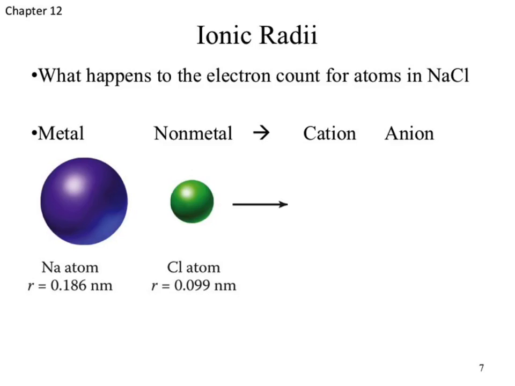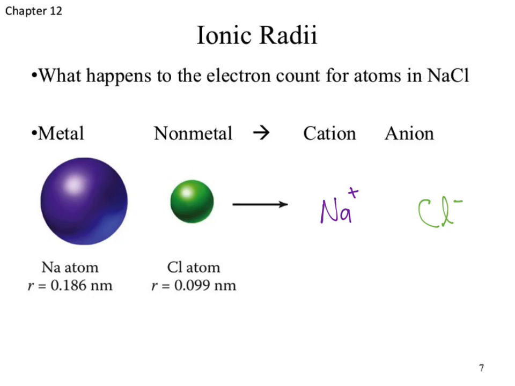By gaining electrons, what does it become? Negatively charged. A negatively charged species is known as an anion. What happened to the sodium? It became positive. It's now lost that electron, and we now have a sodium cation. What this slide is referencing is what changed about each of those individual atoms. Notice we're talking about ionic radii.